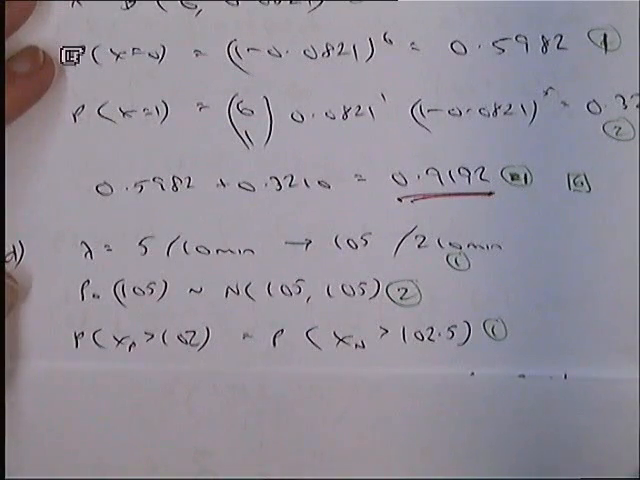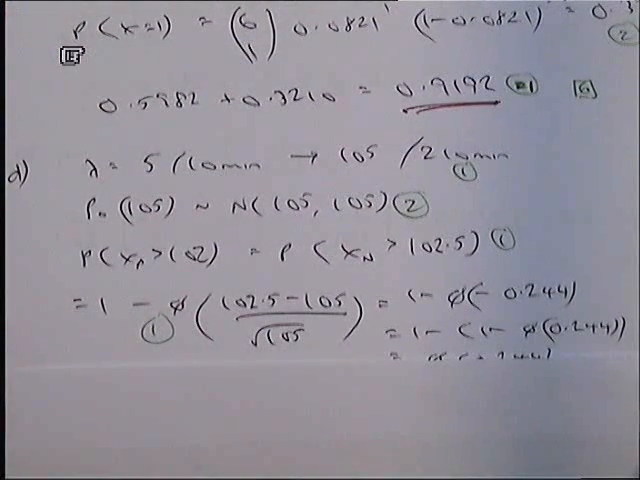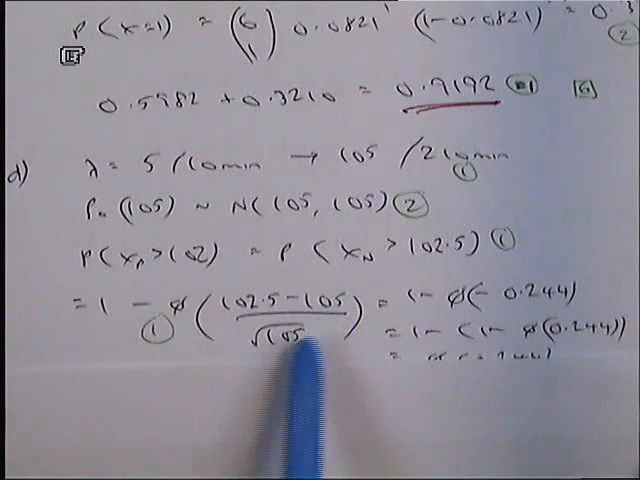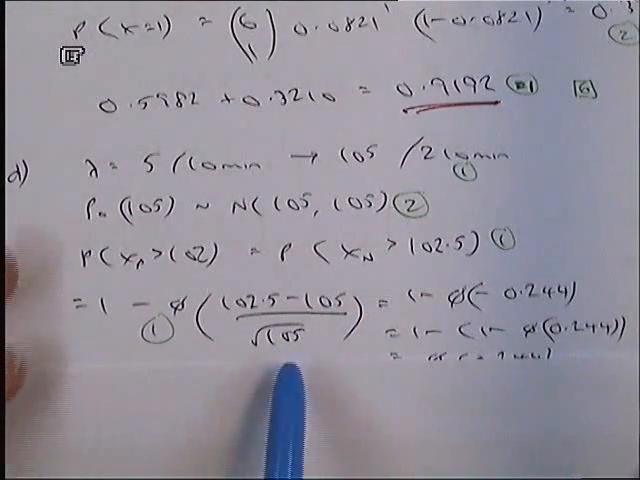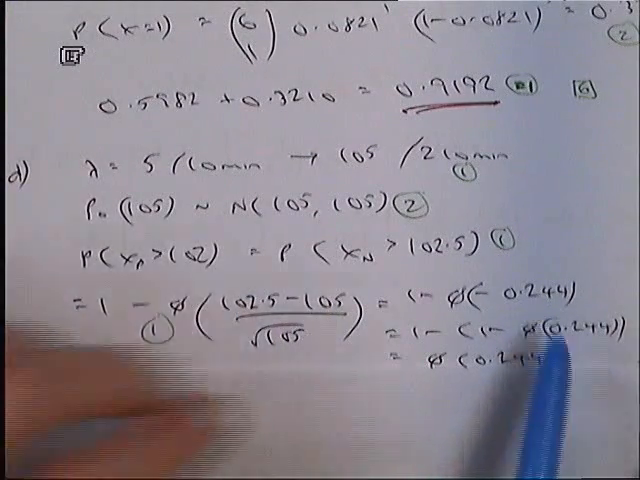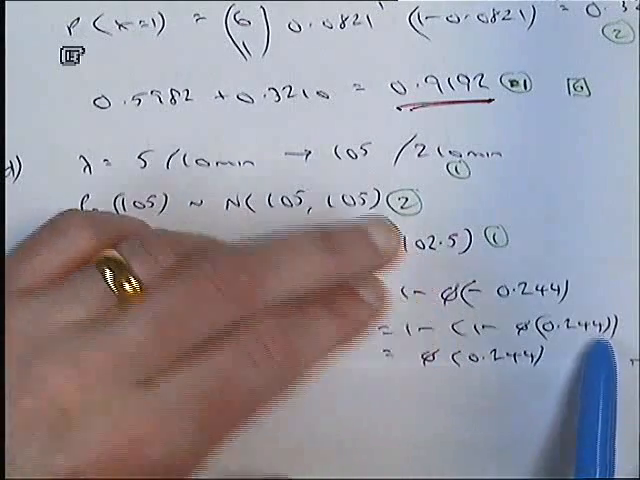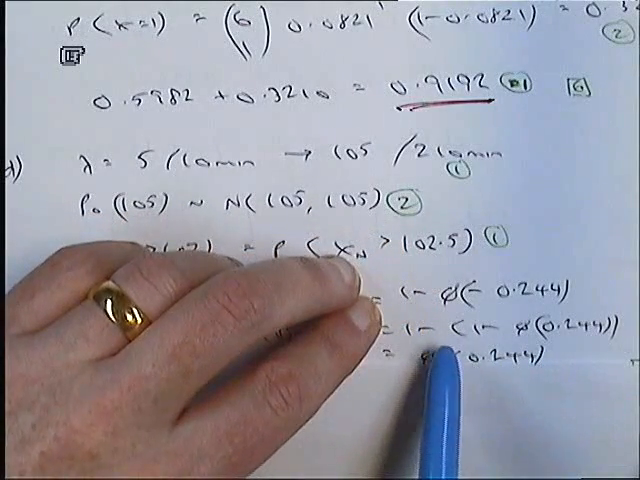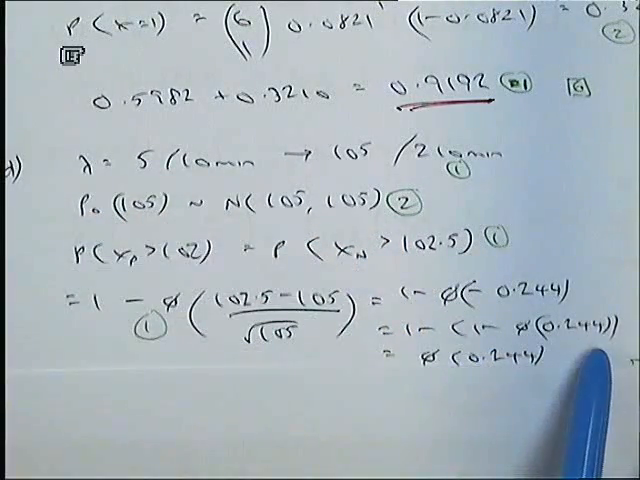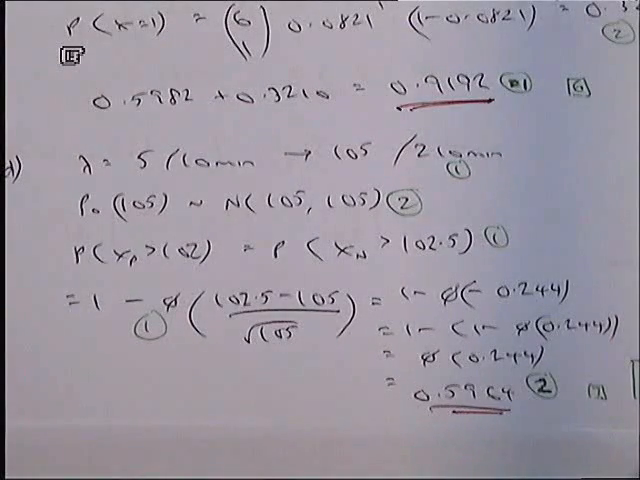For a normal probability, we need a less than, so we're going to do 1 minus, and here's x minus mu over sigma. The value in the bracket turns out to be minus 0.244. Phi of a negative is 1 minus phi of the positive, and there's this 1 minus over here as well. The 1 minus 1 disappear, give you a positive over there, and we get a final answer of 0.596. There were 7 marks for part D.